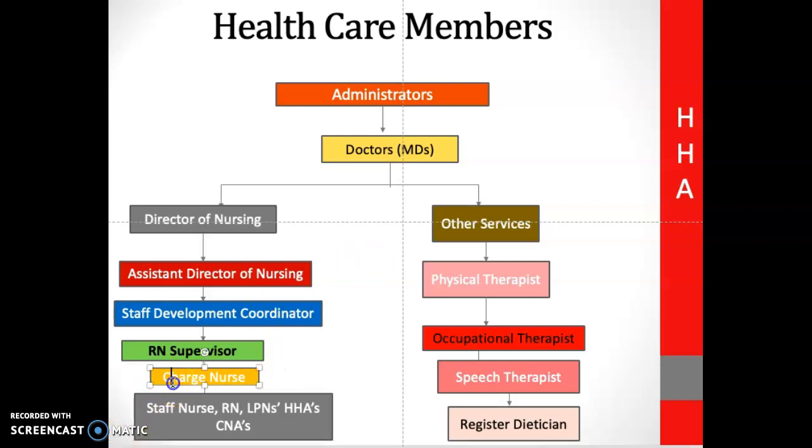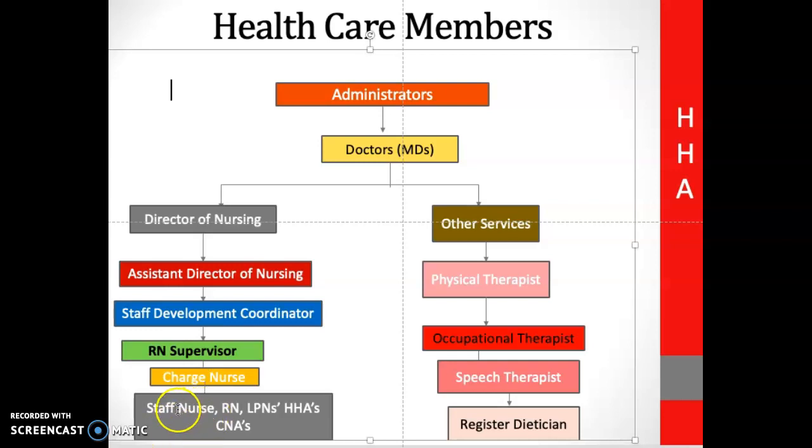Then we have a charge nurse on the floor who is basically responsible for giving the nurses their assignments. She does a lot of paperwork, charting and picking up doctors' orders, and so on and so forth. Then we have a staff nurse, we have RNs, LPNs, HHAs, and CNAs. These are people that work the floor and do a lot of the hands-on work.